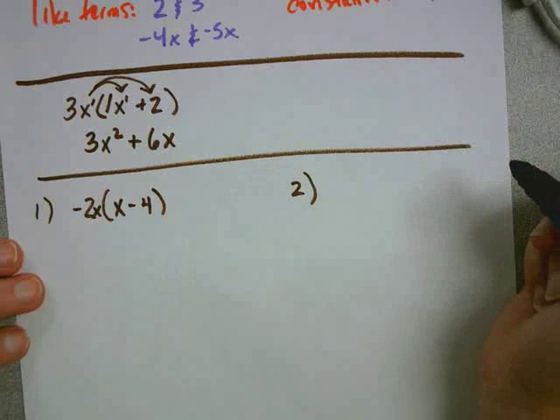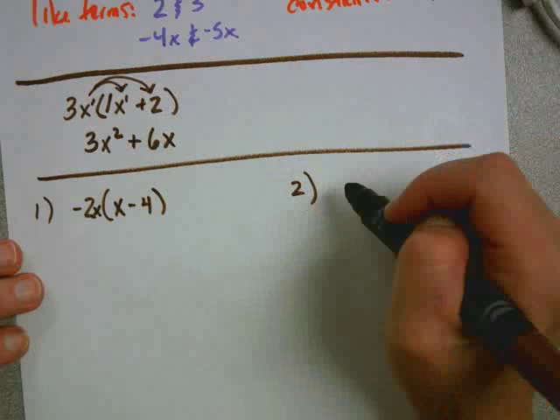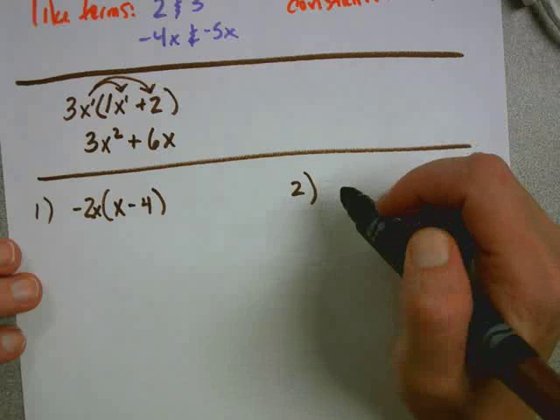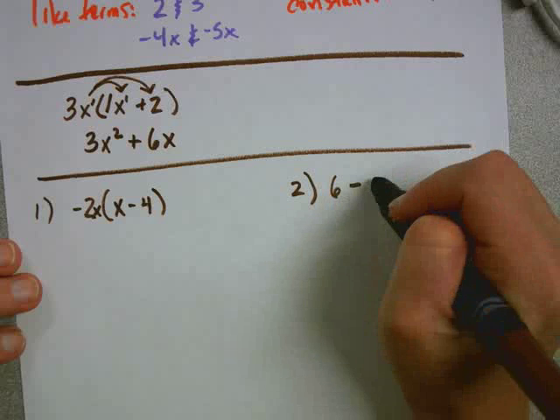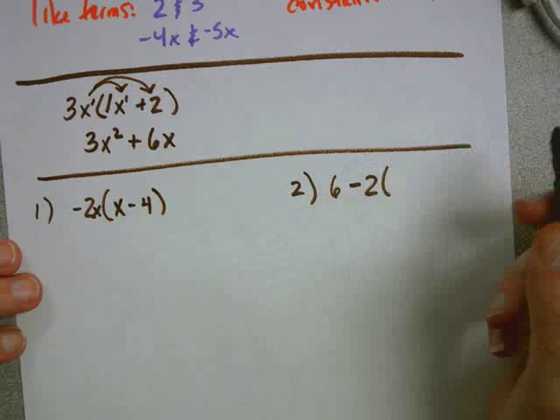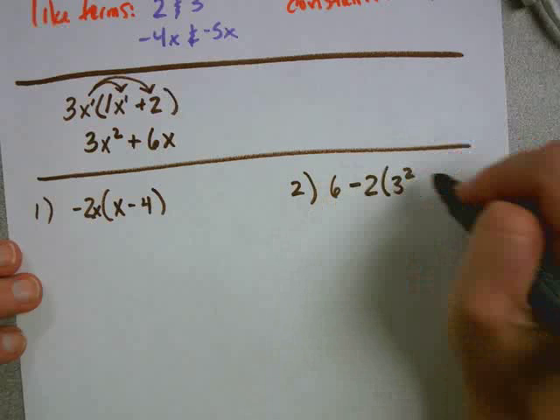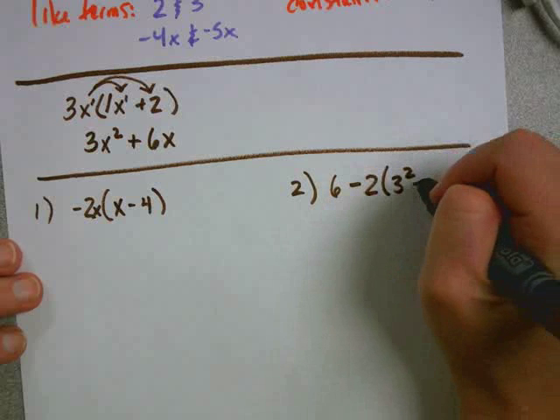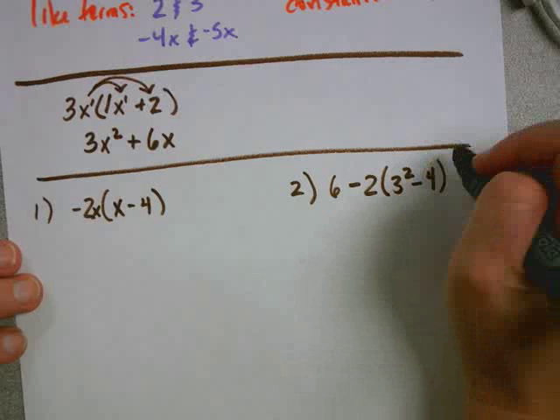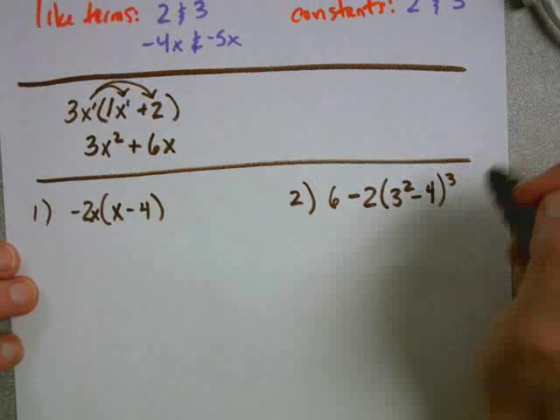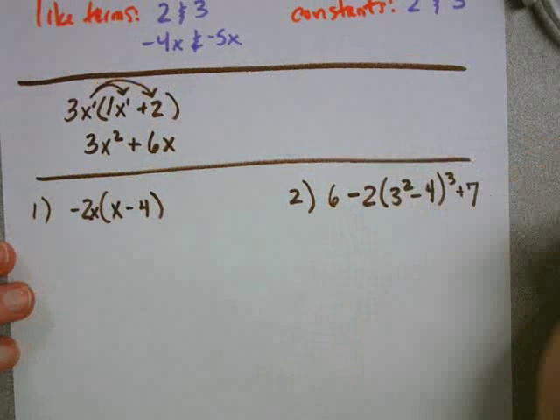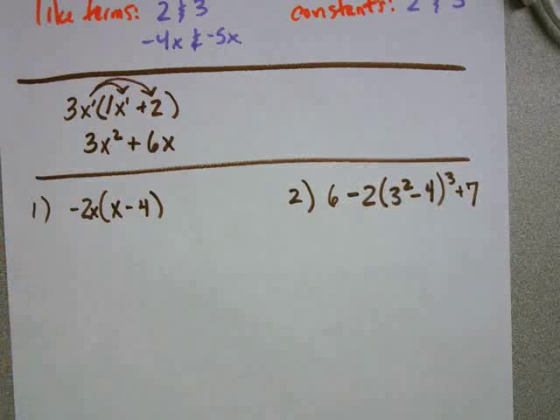Number 2, you're going to do... should I get tricky right away? What do you think? 6 minus 2 times the quantity of 3 squared minus 4. I know, look at this. I went from one extreme to the other. That quantity is cubed plus 7. Woo, baby. All right, we're going to do those two. You pause the video and see how you did.